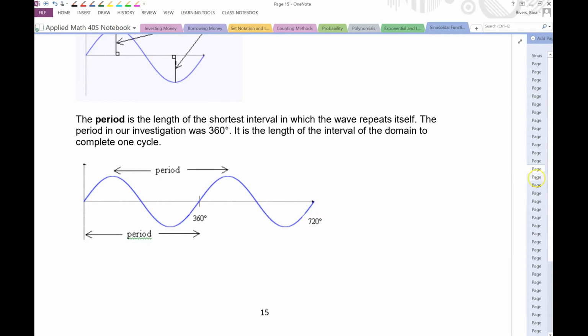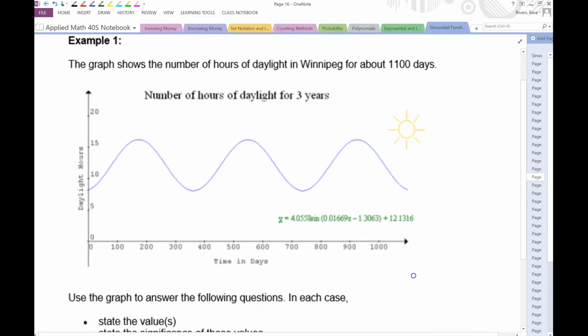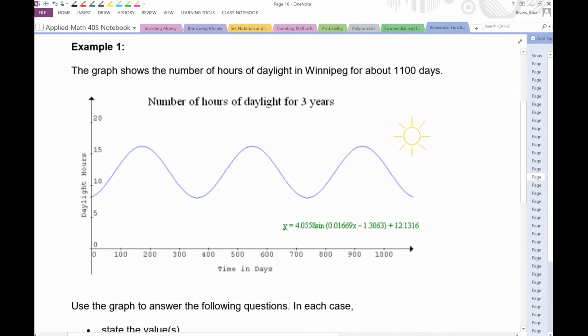Alright, let's take a look at a question where we can actually test some of these properties out. So example 1 says the graph shows the number of hours of daylight in Winnipeg for about 1100 days. Okay, so that's an interesting value. Why 1100 days? And we'll have a look at that. So if we first just look at the graph before we even start anything else, before we look at the questions, what is this graph showing me?